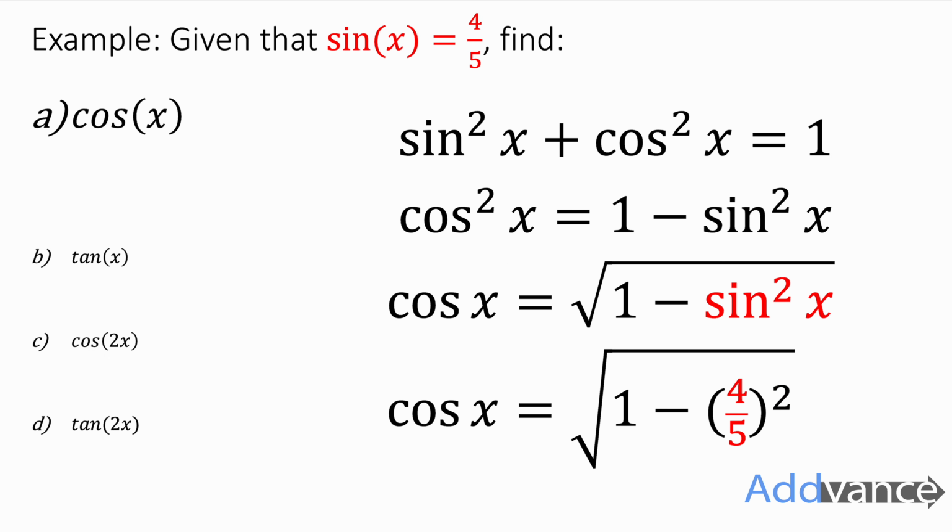Like this. 4/5 squared is sine squared of x. And we can work this out on pen and paper. This is very easy. It looks confusing, but watch my steps.